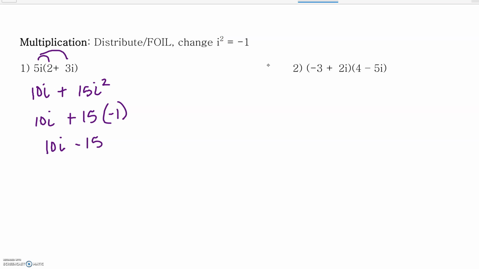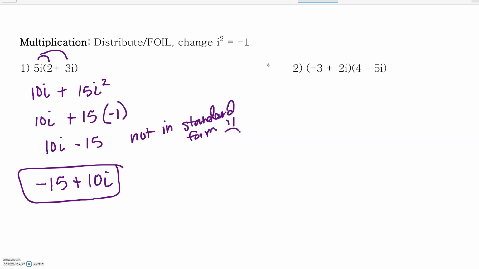But we need to write that in standard form. So that's not in standard form. Sad. So we need to make it negative 15 plus 10i. We want the real first, then the imaginary part. So here we're going to FOIL. You can do the foiling or you can do the box, whatever your heart desires. And let's go ahead and see what we get.